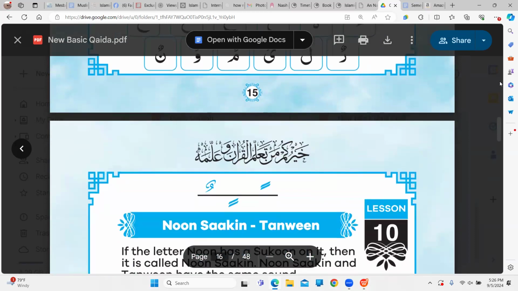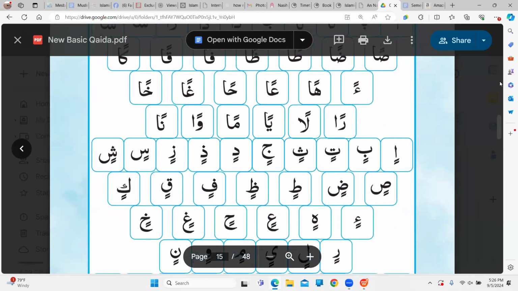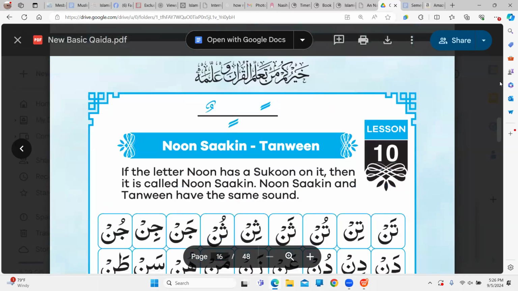To make it easier to understand, we are saying Hamza fathatain is also an, and Hamza fatha noon sakin is also an. Both are an. So now they understand, oh, so this an can become this an. So why is this important? If they don't understand this, then ikhfa, idgham, idhar, iqlab is difficult to explain.